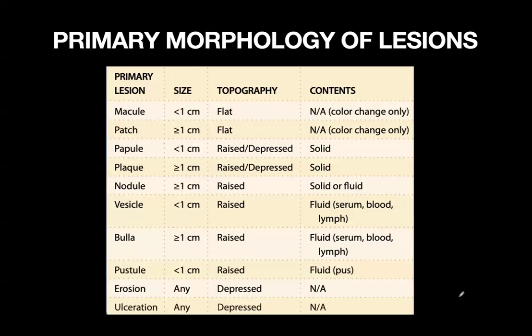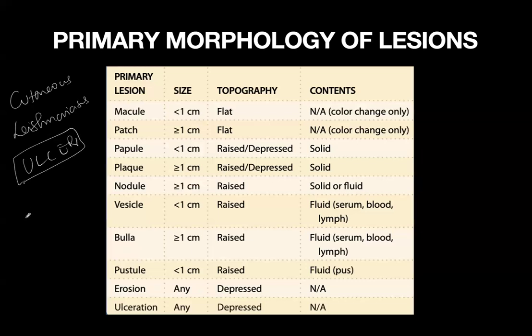Some of the primary morphology of the lesion you should know: macule, patch, papule, plaque, nodule, vesicle, bulla, pustule, erosion, and ulceration. You should know the definitions of these, then only you will have an idea what exactly it is. For example, if you see something like cutaneous leishmaniasis, it's going to form an ulcer.